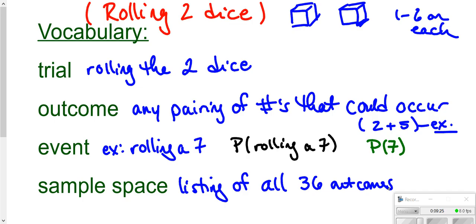I actually said that wrong. Those are the different events that could happen. The event of rolling a 2, the event of rolling a 3, the event of rolling a 4, total. Those are the different possibilities. I could get a 2 through a 12. And then there's 36 different outcomes, different pairings. All right, let's move on.